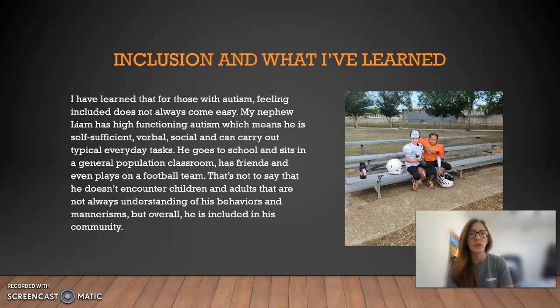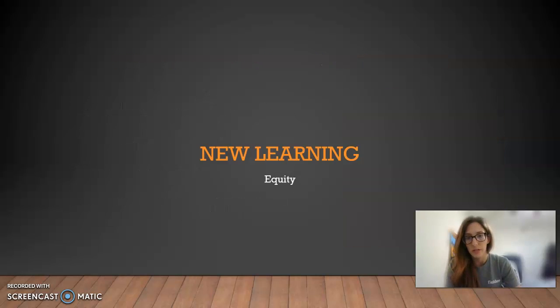So, new learnings as far as inclusion goes. There's Liam, of course, on a football team. Now, I've learned that for those with autism, feeling included does not always come easy. My nephew Liam has high functioning autism, which means he is self sufficient, verbal, social, and can carry out typical everyday tasks. He goes to school, he sits in a general population classroom, he has friends, plays on a football team. And that's not to say he doesn't encounter children and adults who are not always understanding of his behaviors and mannerisms, but overall, he is included in his community.